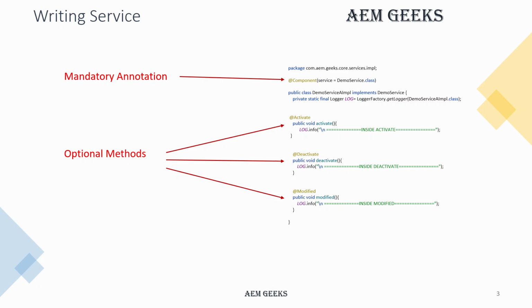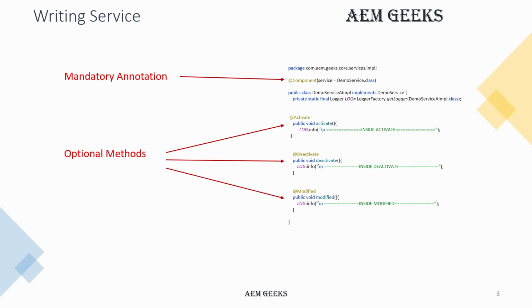Deactivate means this method will be called whenever you unregister or deactivate your bundle, or uninstall your bundle. But you may see that deactivation sometimes when you install your bundle, because sometimes it first deactivates the service and then activates the service. Modified is called when you modify something, but it's really difficult to show you, so I will show you the first two methods. You need to understand when you should use them.